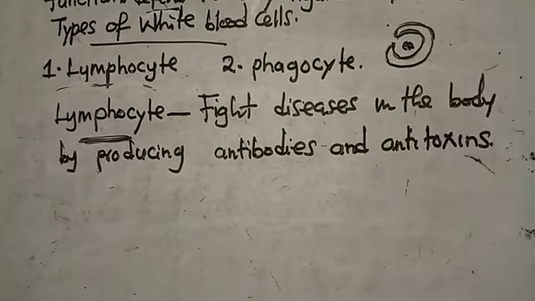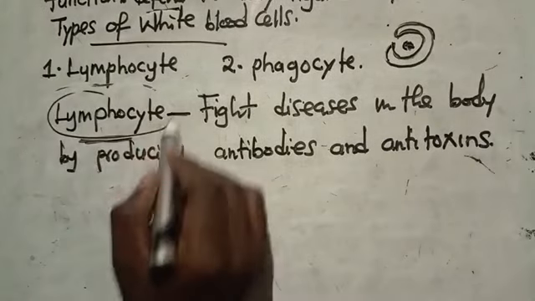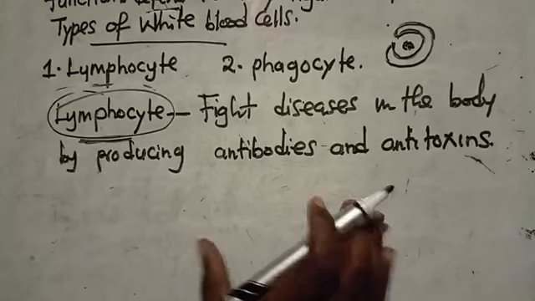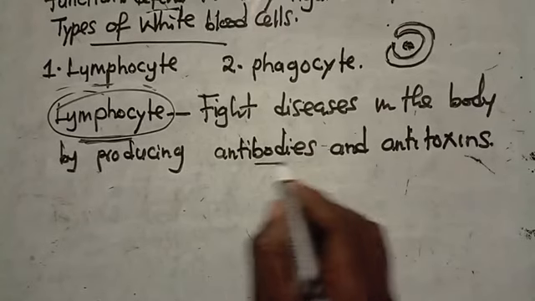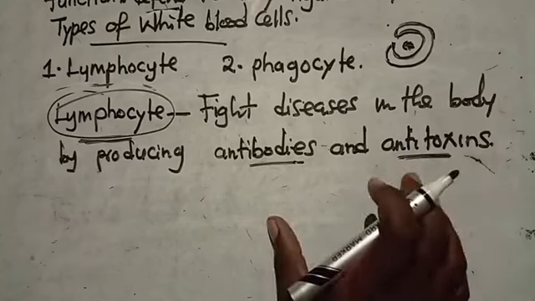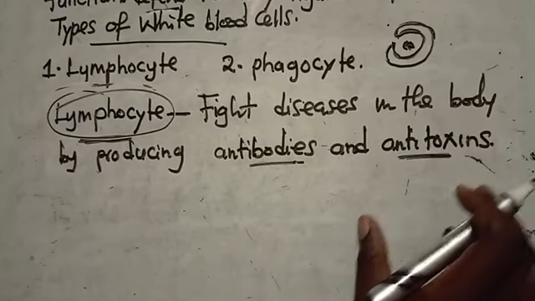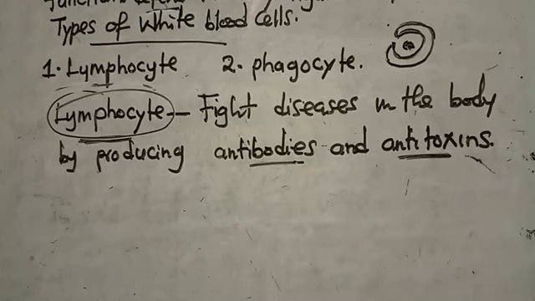Somebody is saying, well explained, thank you so much. What you need to know is that this lymphocyte fights diseases in the body by producing antibodies and antitoxins. These two things are protein in nature. When I say this is an antibody, you just need to understand that this is a protein that destroys germs.